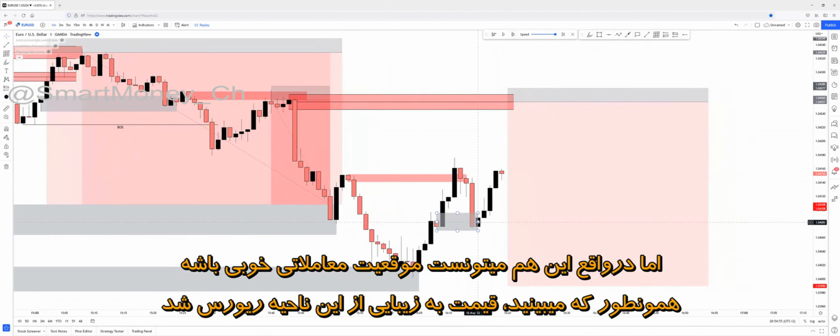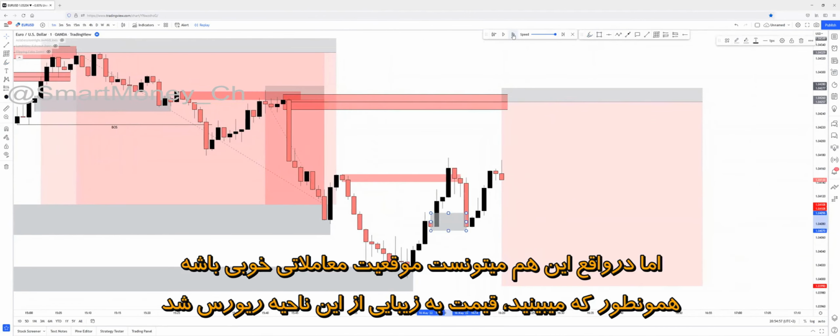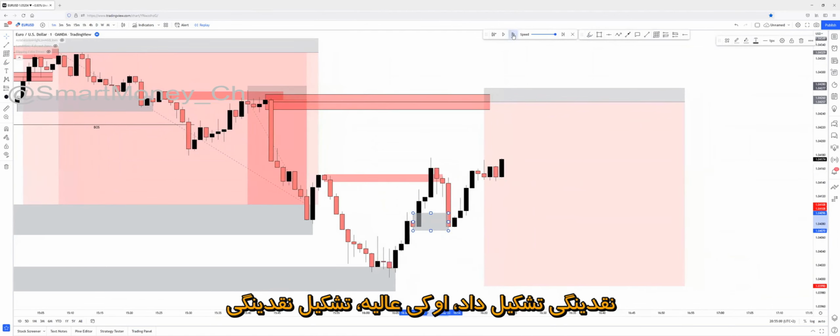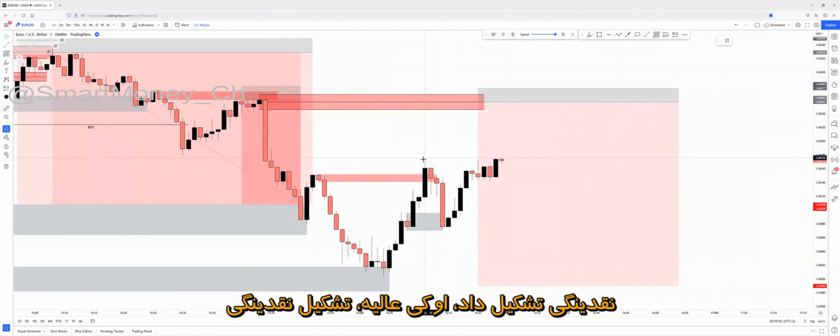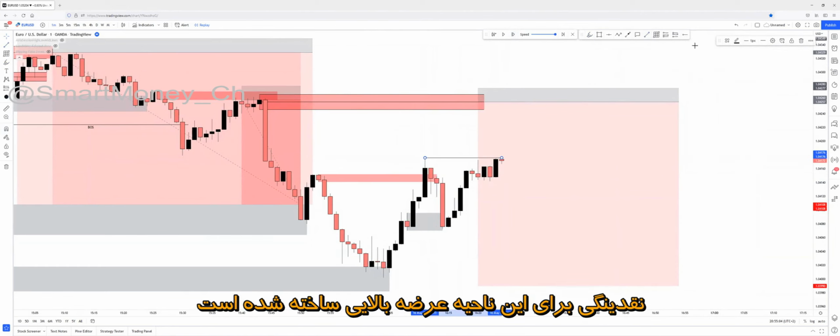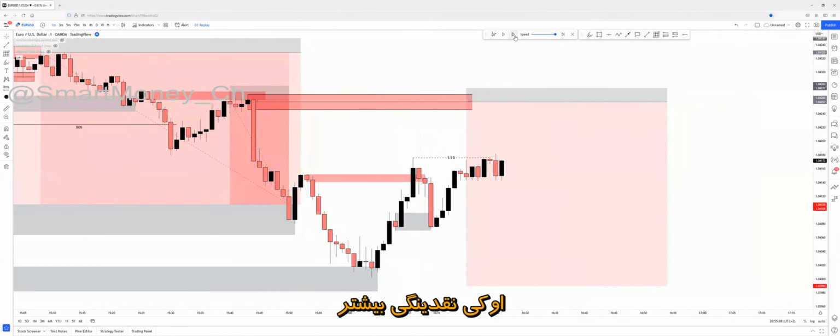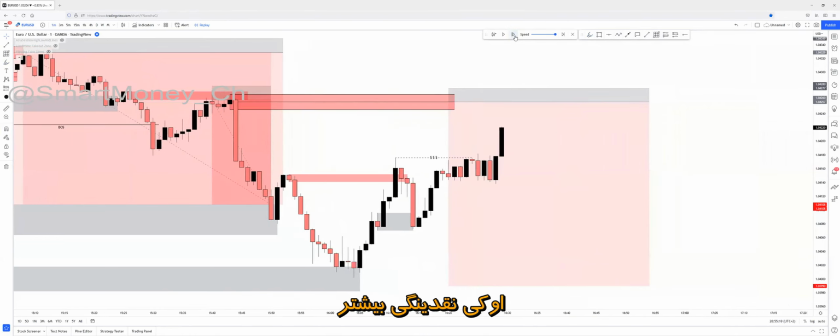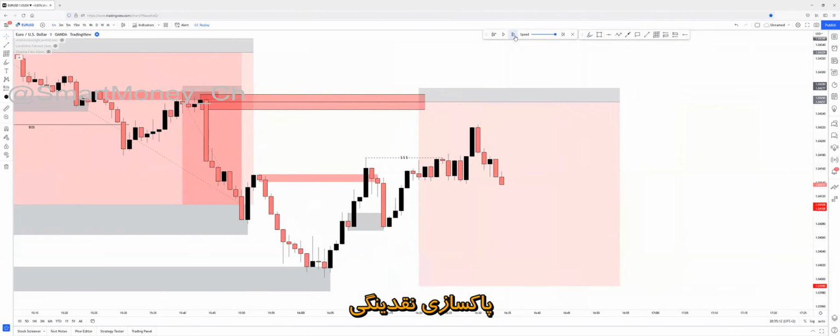But this actually could have been a good opportunity. As you can see, price reversed nicely on this zone, building up liquidity. Okay, perfect liquidity building up. Liquidity was building up for this supply zone here. Okay, more liquidity, sweep.